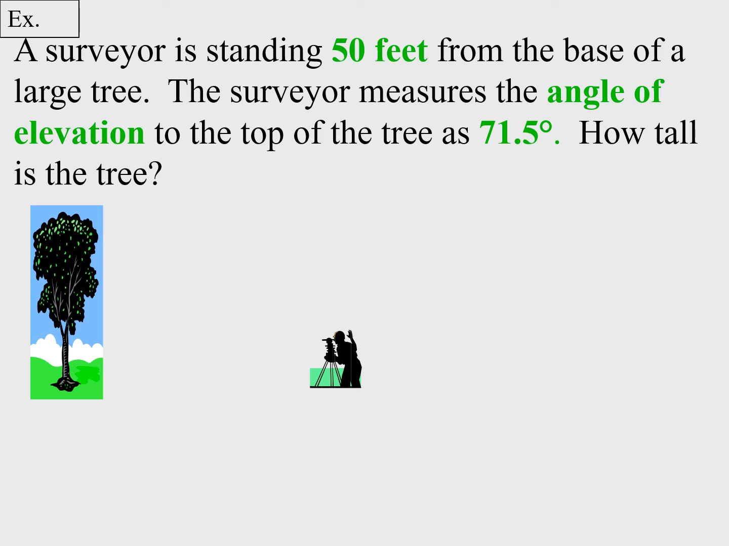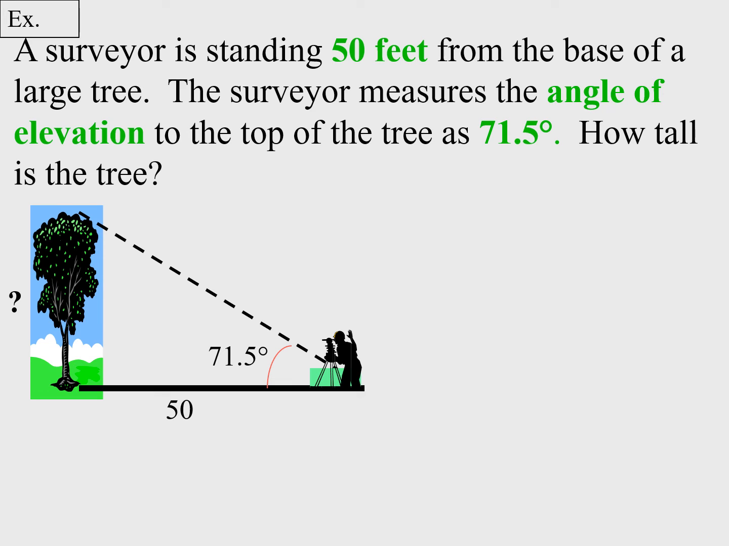Now let us move on to word problems. A surveyor is standing 50 feet from the base of a large tree. The surveyor measures the angle of elevation to the top of the tree as 71.5 degrees. How tall is the tree? The first thing we need to do is to illustrate the problem, and then we are going to determine how tall the tree is.